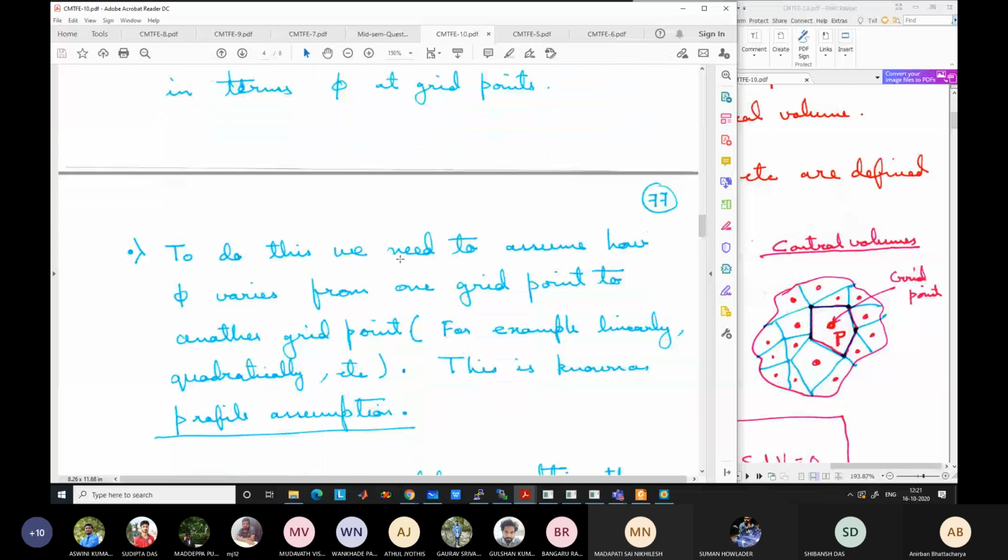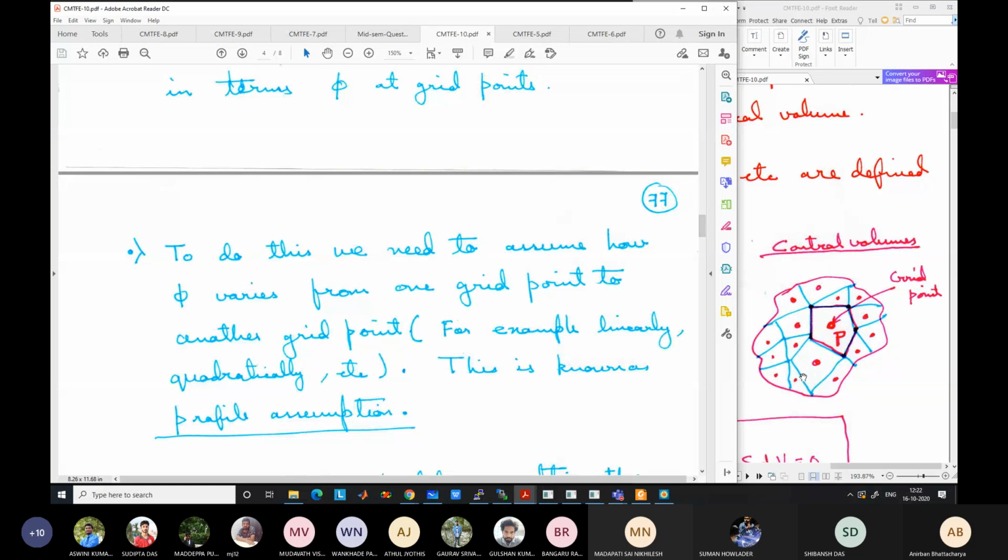So to do this, you have to assume some kind of variation of this variable phi, how it is varying between each grid point. Say from this grid point to this grid point, it is linearly varying. From this grid point to this grid point, it is linearly varying. From this to this, it is linearly varying. So you have to assume some variation from one grid point to the other.